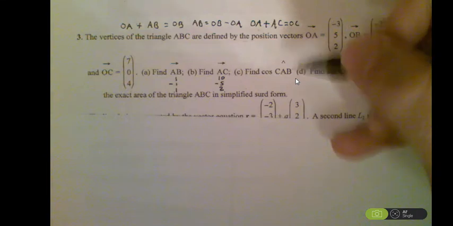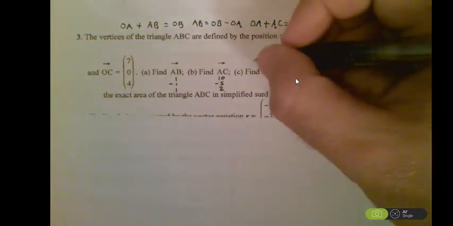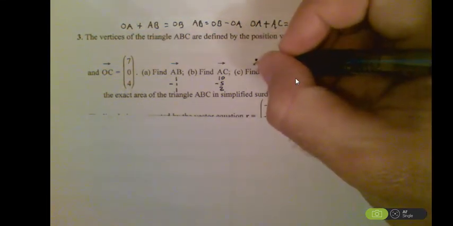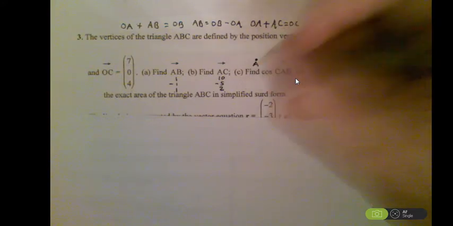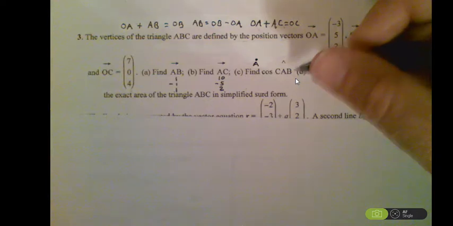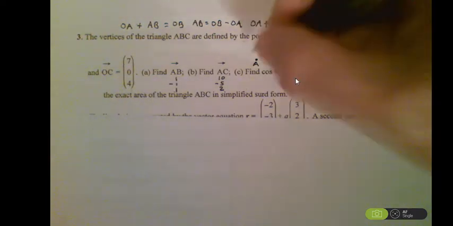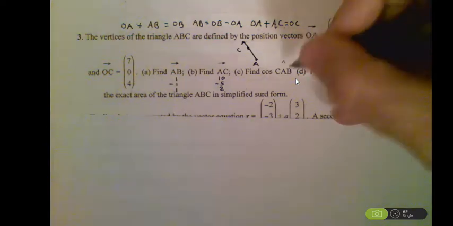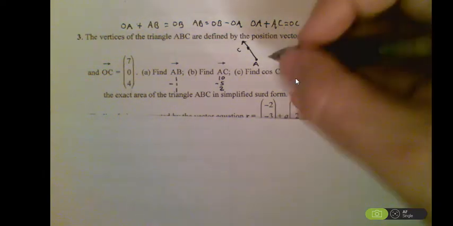So what would form angle CAB? A is in the middle, so that's my vertex. So we'll put angle A right there. So to form angle CAB, if A is in the middle, I would need AC. So we'll call that vector AC. I would also need vector AB.